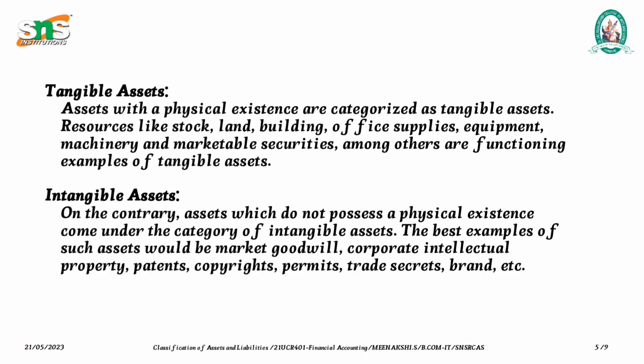Tangible assets. Assets with the physical existence are categorized as tangible assets. Examples of these kind of assets are stock, land, building, office supplies, equipment, machinery, and marketable securities. Intangible assets. On the contrary, these kind of assets do not possess a physical existence. These are all known as intangible assets. The best example of such assets would be goodwill, intellectual property, and patent.